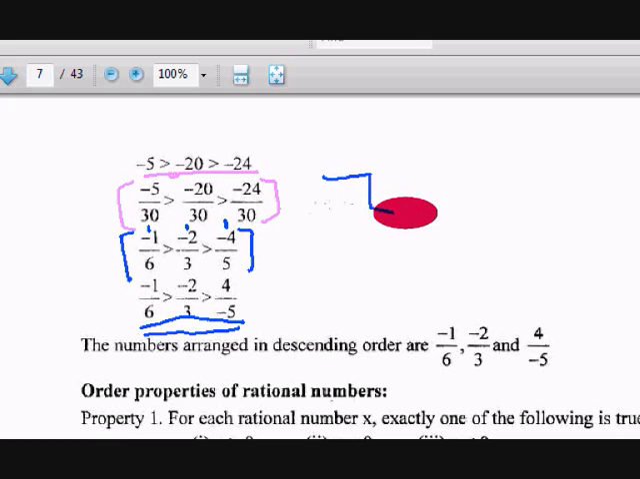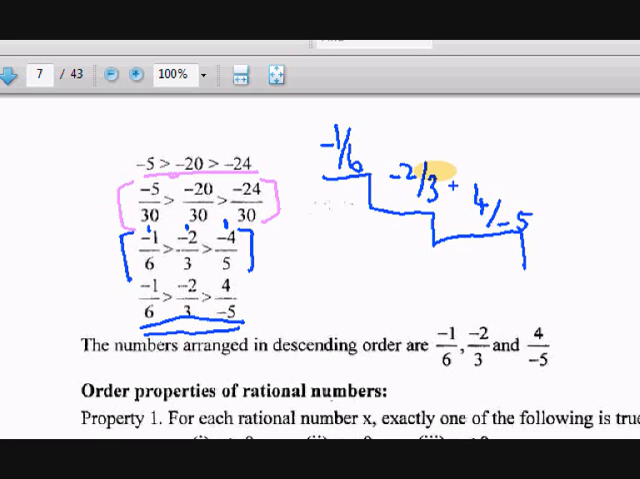You remember what descending is: coming down. That is -1 by 6 is on the top, -2 by 3 is second, and -4 by 5 is on the lower pedestal. So these numbers are coming down.